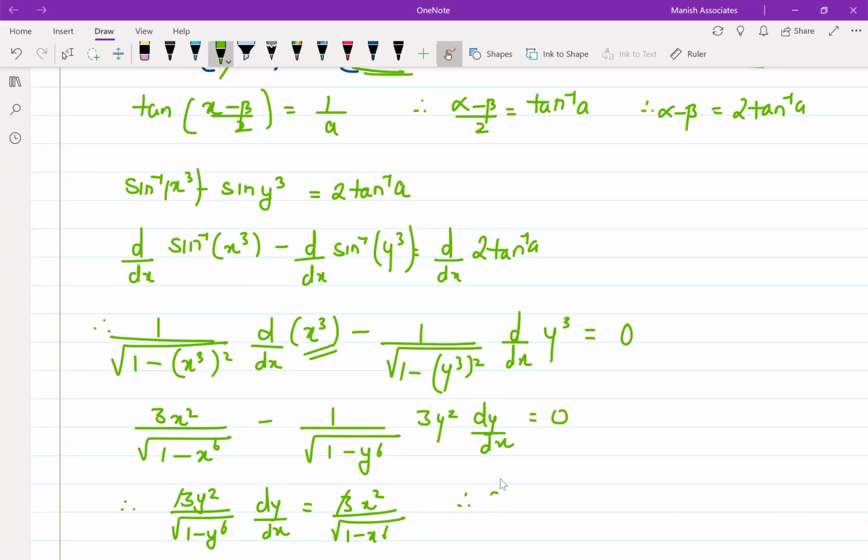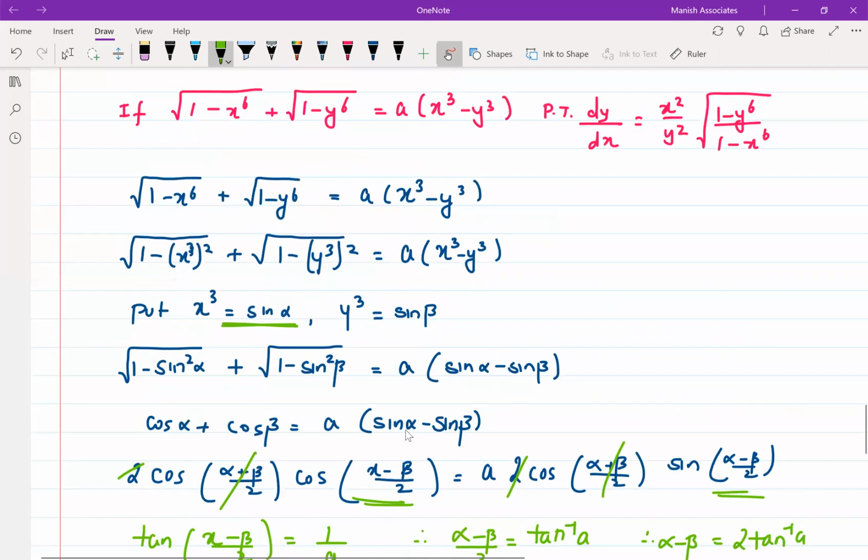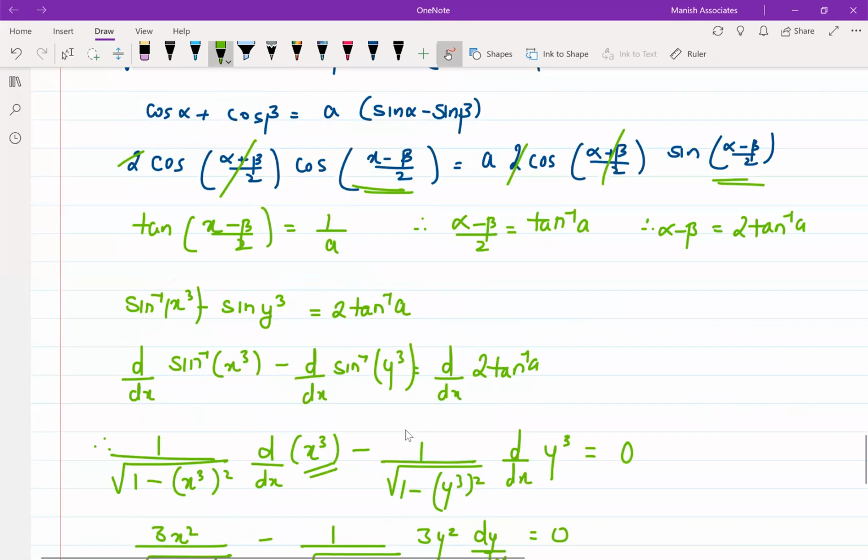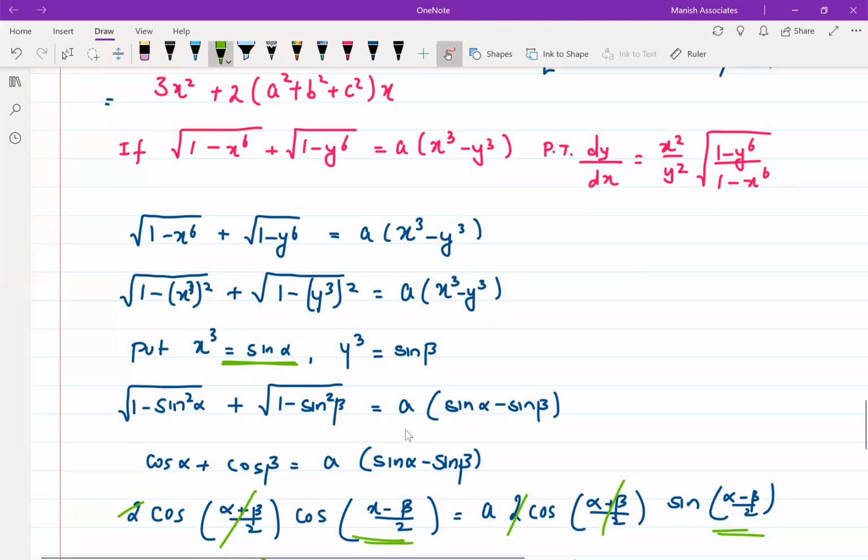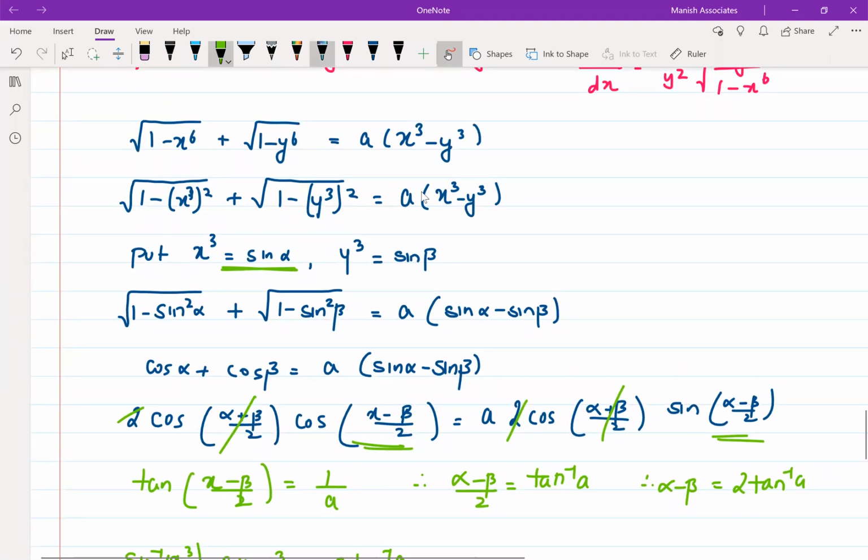Now from here you can write dy by dx as x square by y square, root of 1 minus y raised to 6, the whole upon root of 1 minus x raised to 6. So that's your required answer. So I think we've got the same answer. Correct. Now you can make a note of the sum. If you have followed it, please start working on it.